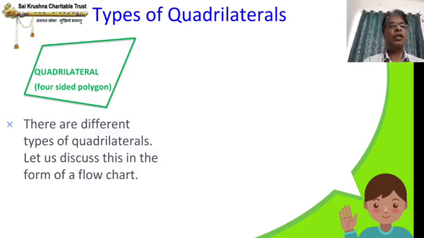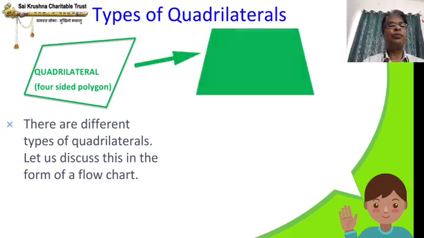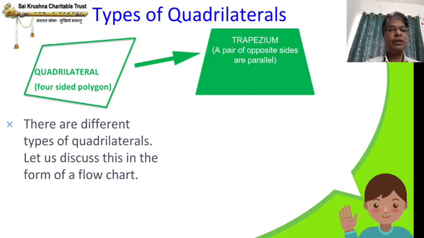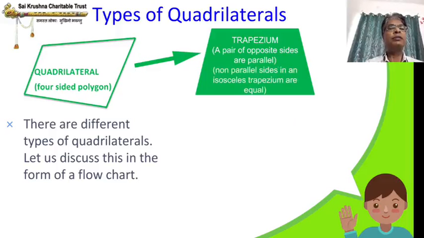Let us discuss this in the form of a flow chart. Let us see now, quadrilateral flows into what is called a trapezium. The definition of a trapezium is that a pair of opposite sides are parallel. Whatever I am writing in the bracket is the basic definition of that particular quadrilateral or shape. If a pair of opposite sides are parallel, it is a trapezium. The next one I will write is a property. Another type: the non-parallel sides in an isosceles trapezium are equal.